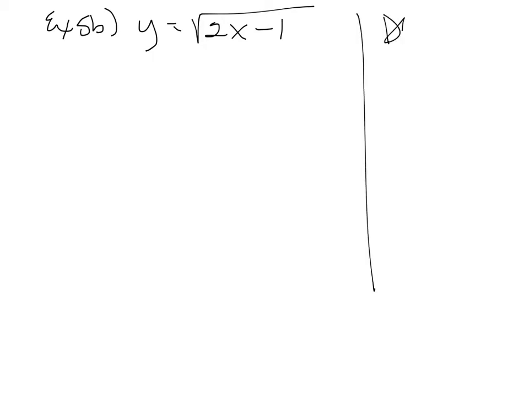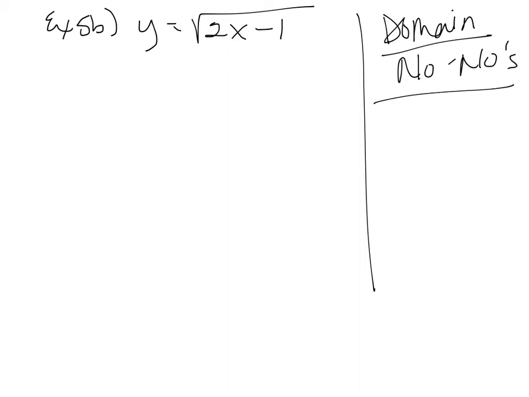Let's look at example 5b, where we have y is equal to the square root of 2x minus 1. Now, there are really two scenarios whenever it comes to finding your domain that can be an issue, if you will. I always call them two big fat no-nos. So when you're looking at your domain, there are two big no-nos. The first one is if you have a radical.